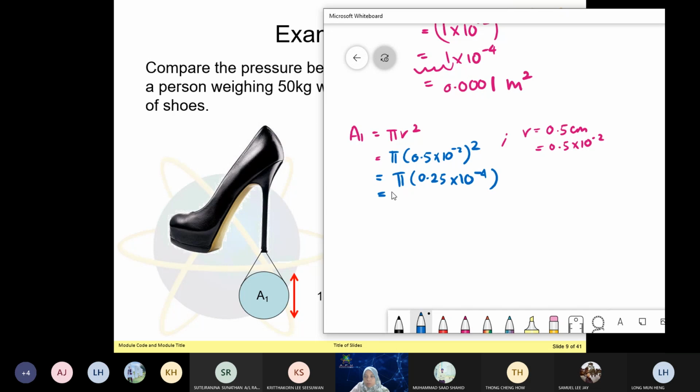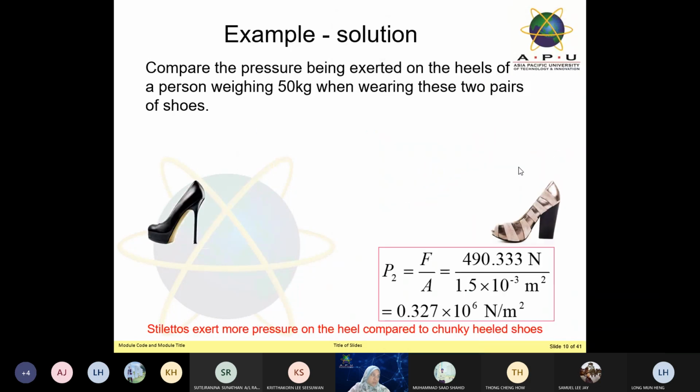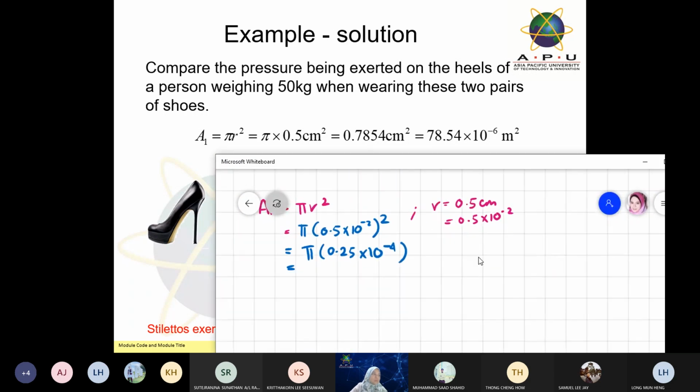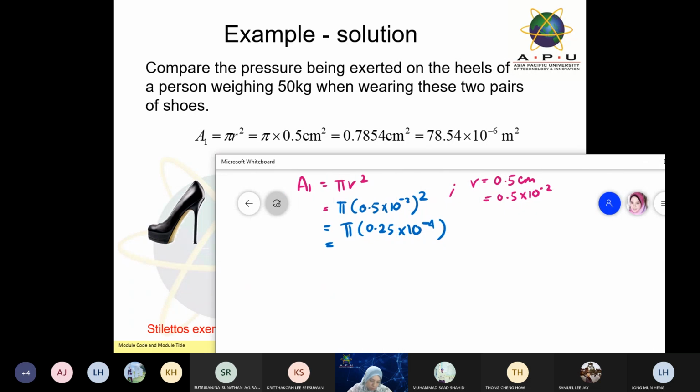The answer is 78.54, okay, correct. You can press the engineering mode on your calculator, so it becomes 78.54 times 10 negative 6. That is the area for the A1.